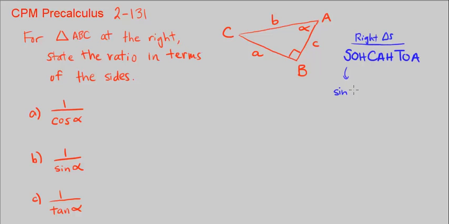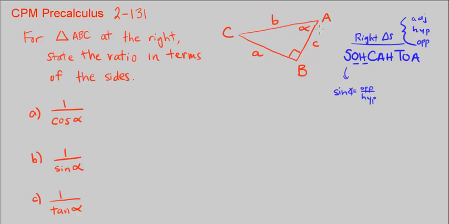Sine of some angle in it, not the 90-degree angle, so we're looking at angle A or angle C, is equal to the opposite side over hypotenuse, O over H. Because right triangles have 3 sides. One is adjacent, one is hypotenuse, and one is opposite. So we have 3 sides.